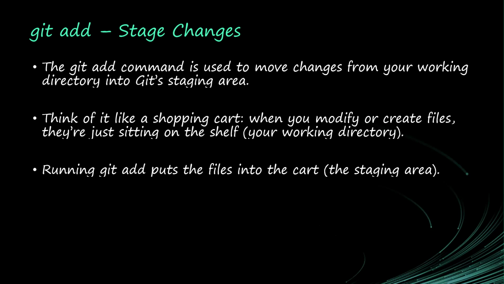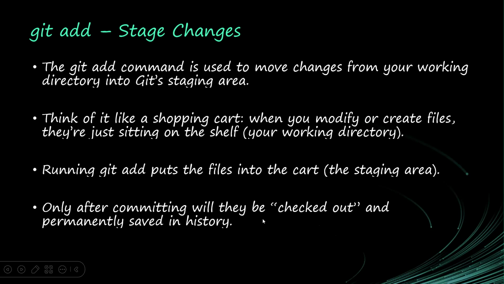So if you make any changes in your Git repository, you cannot commit them or they cannot be part of the Git repository if you don't stage them. So when you add products to your cart, you cannot check out from your cart. Do you understand? Okay. So the cart is the staging area. Before adding to the cart is the working directory. So only after committing would they be checked out and permanently saved in history.